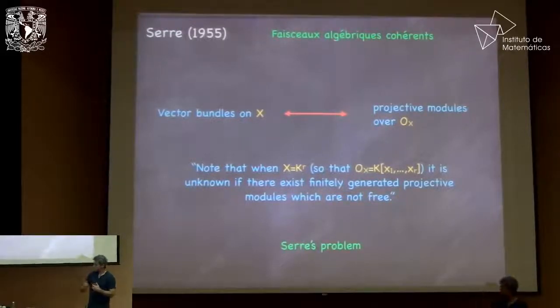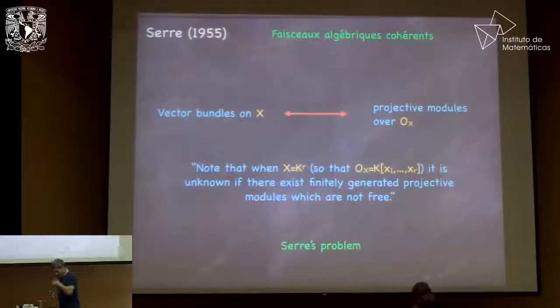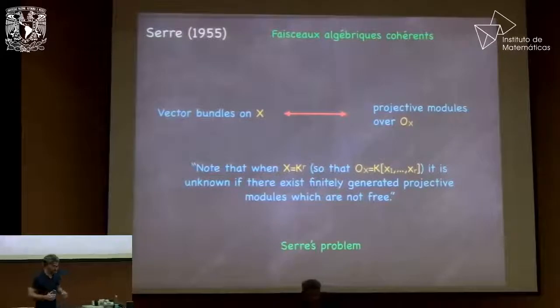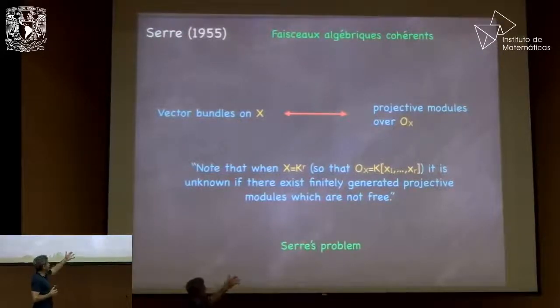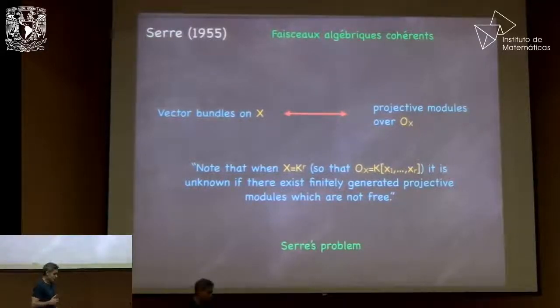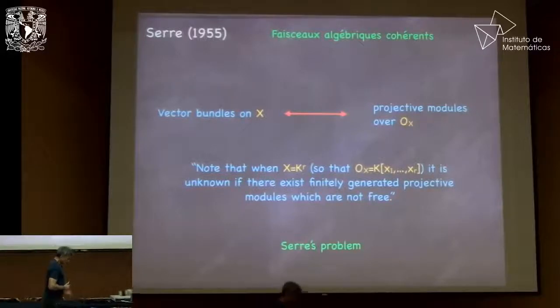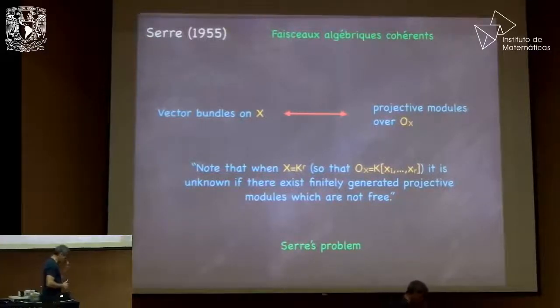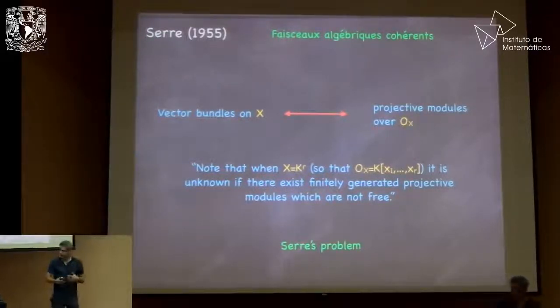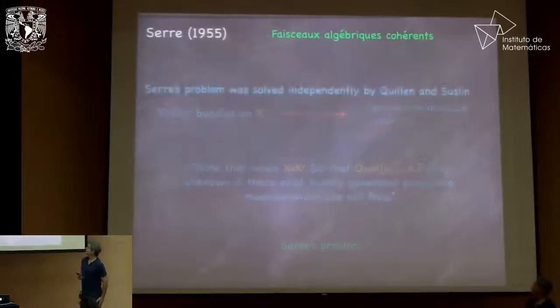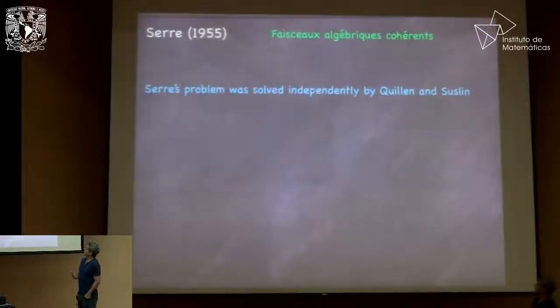And in particular, a vector bundle over affine n-space has to be trivial. And Serre made this remark, clearly thinking about the analogy with algebraic topology, that he didn't know if there were non-trivial vector bundles in algebraic geometry. Well, this remark soon became known as Serre's conjecture, even though he didn't state it as a conjecture or a problem.